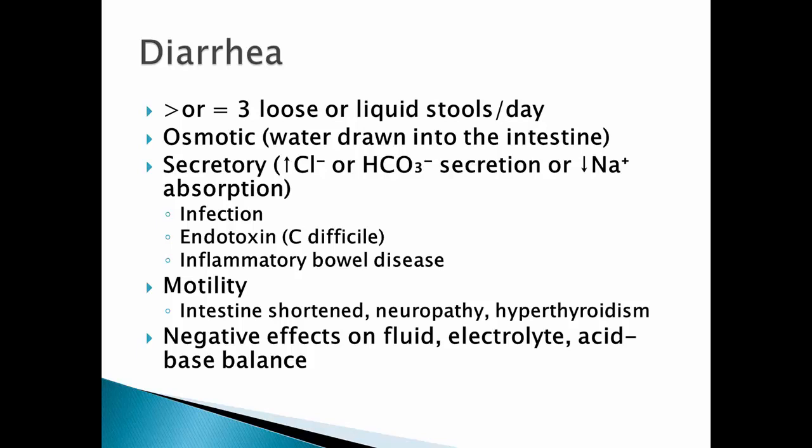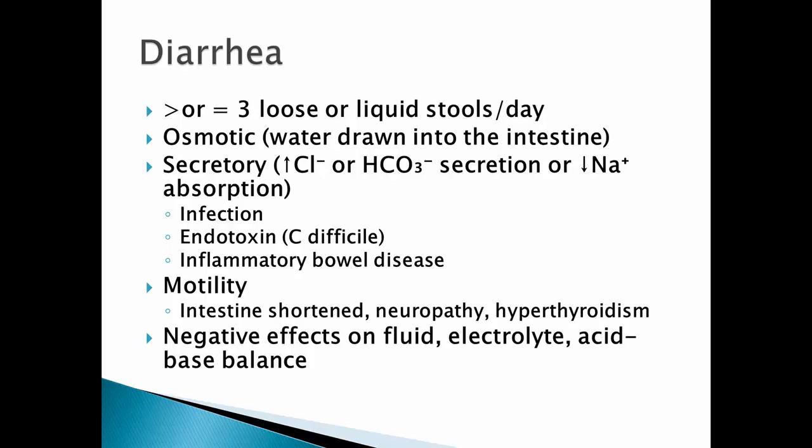Chronic diarrhea is specifically defined as greater than or equal to 3 loose stools or greater than or equal to 3 liquid stools per day. In order for it to be chronic, these frequent liquid stools have to have been present for at least 2 weeks. So there are diagnostic criteria that would differentiate between an acute diarrhea and a chronic diarrhea.